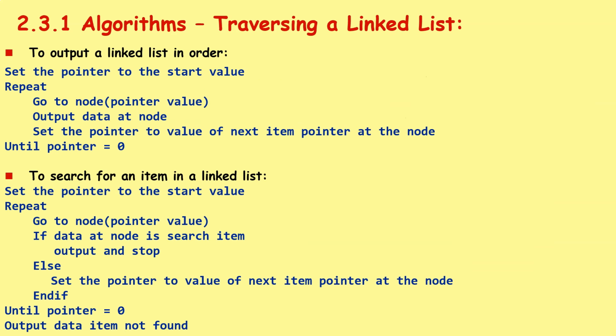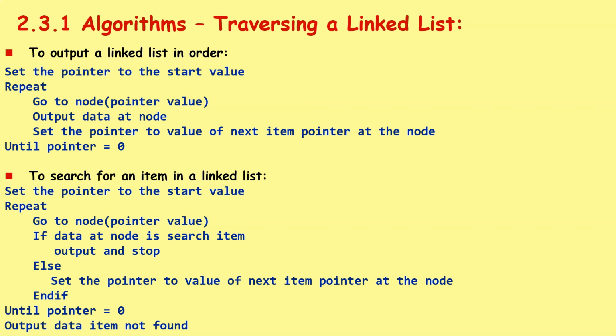Continuing with linked lists, we have two main algorithms for traversing a linked list. We've got outputting a linked list in order, and we've got searching for an item in a linked list. Starting with the top one, set the pointer to the start value, and then loop until the pointer equals 0 or null or whatever is being used. So we go to the node at the pointer value, we output the data at the node, and then we set the pointer to the value of the next item pointer at the node. And again, we continue that until pointer equals 0 or similar.